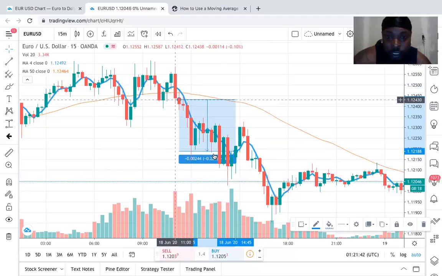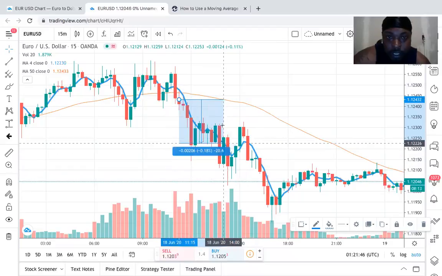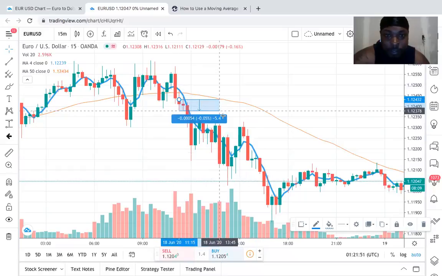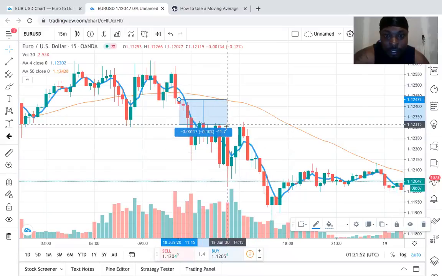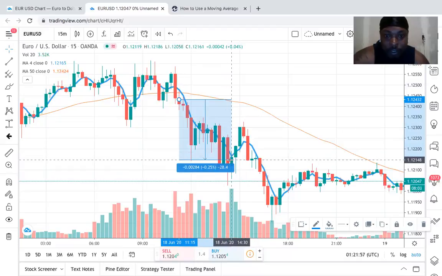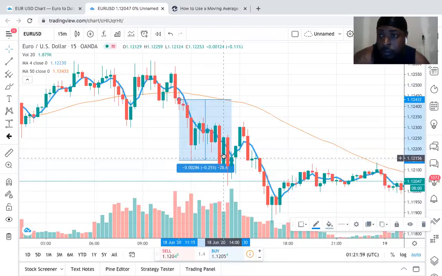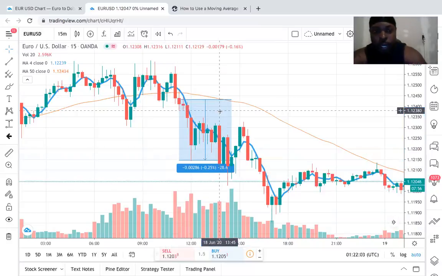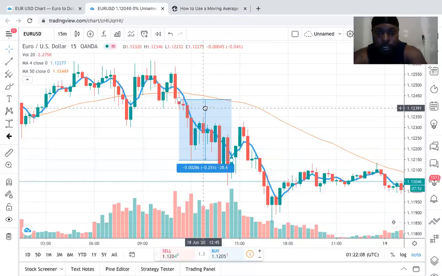But if I just wanted to catch that 15 minutes, like I said, that first candle right here is 15. That's 5 pips. 30 minutes, 13 pips. 45 minutes, 28.6 pips, right? And that's basically this swing, okay? Let me just delete that.